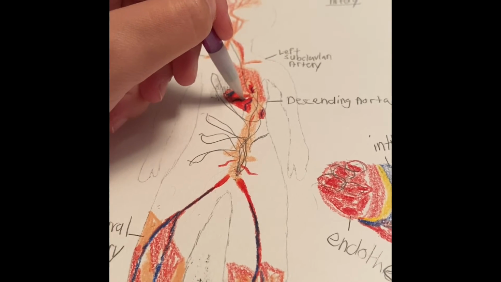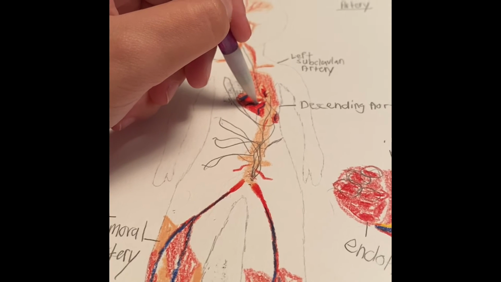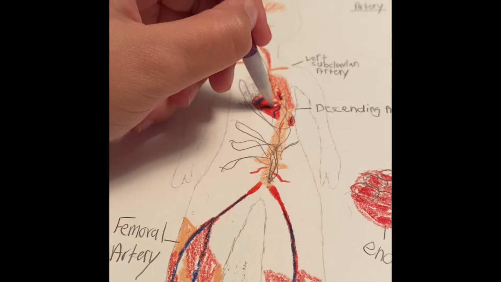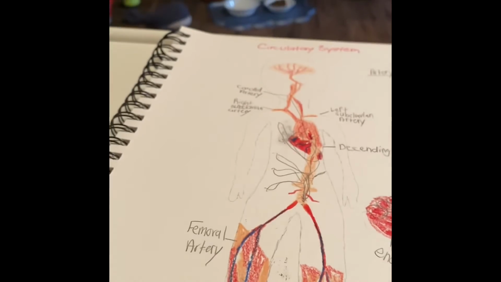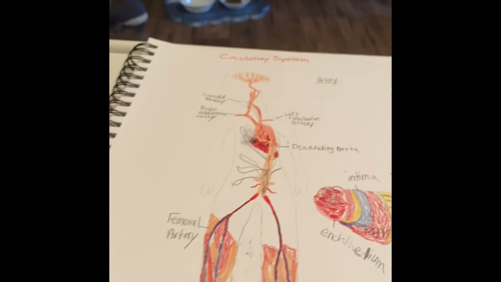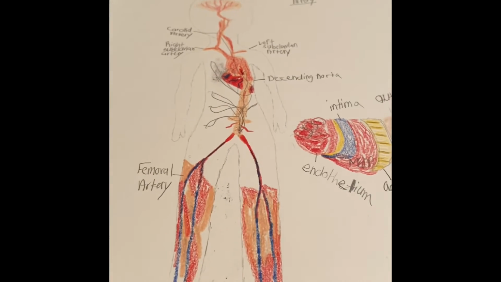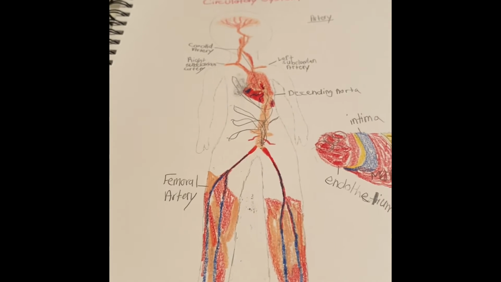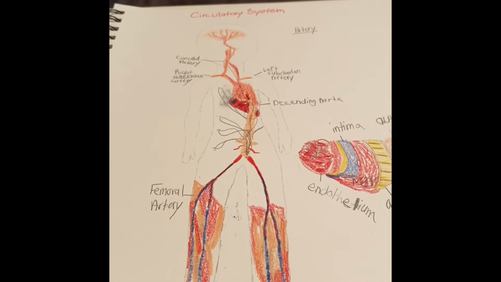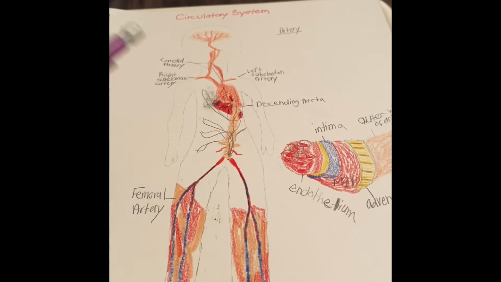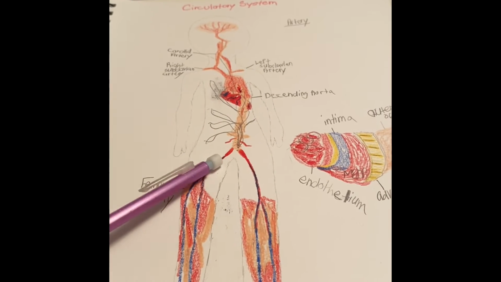Returns to the heart via the veins, and then the cycle begins all over again. So that's how the circulatory system works. I hope that helps.